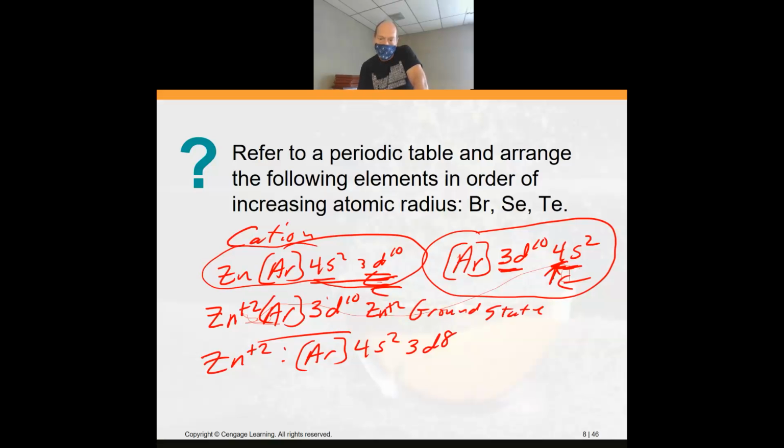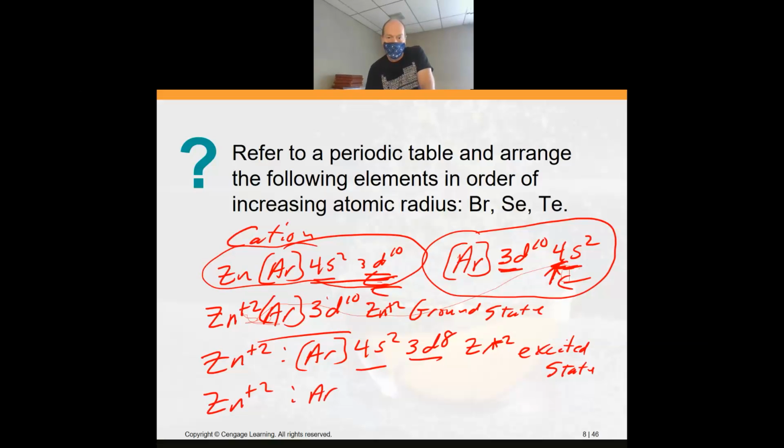All right, this is also a zinc plus 2. But we took the electrons out of the wrong subshell. So that is not the ground state. This is an excited state. All right, because all these things exist. Is there a 3d? Yes. Can we fit 8 electrons in there? Yes. Is there a 4s? Yes. Can we fit 2 electrons in there? Yes.